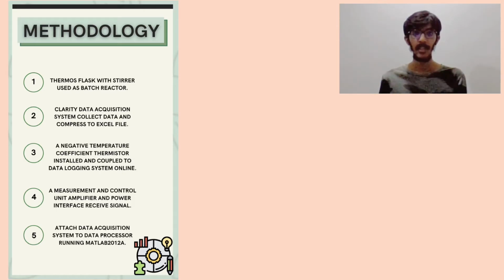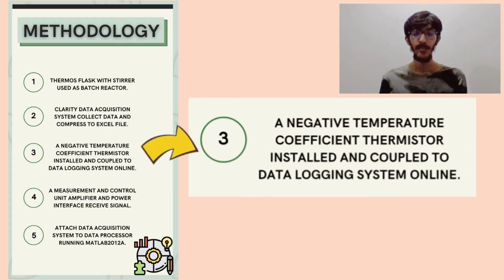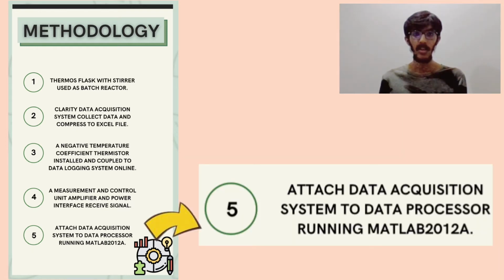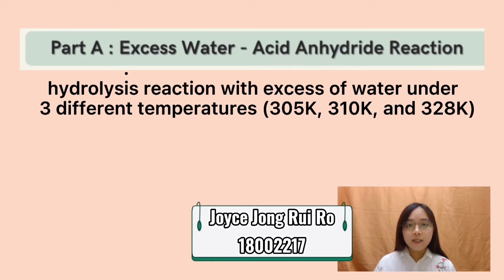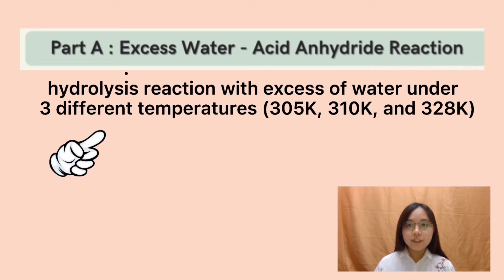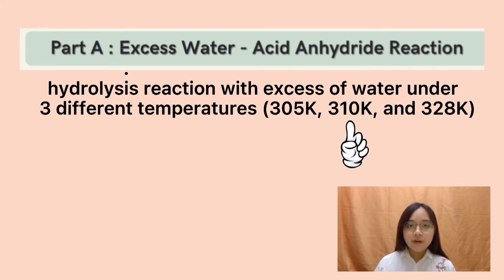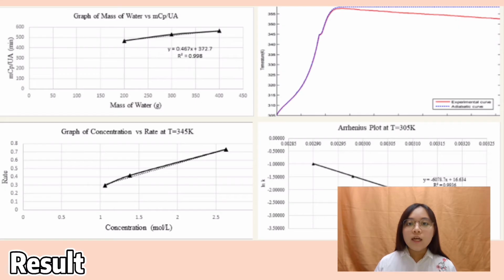Based on the experimental setup diagram, a negative temperature coefficient thermometer is attached in a thermos flask batch reactor. This thermometer is connected to a Clarity data acquisition system. This is finally connected to a data processor running MATLAB 2012A. In part A, we study the hydrolysis reaction with excess water under 3 different temperatures: 305, 310 and 328 Kelvin respectively. The results for these 3 temperatures show a similar trend in these 3 different graphs below.